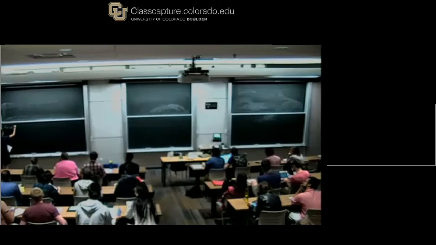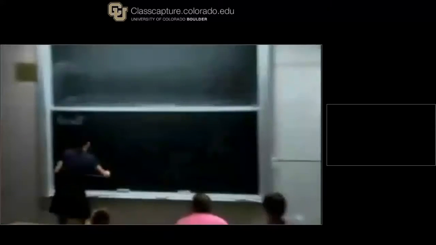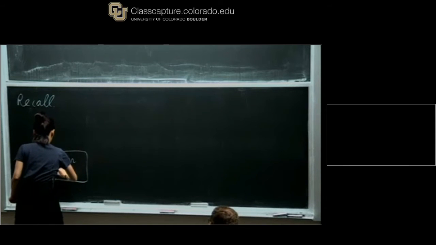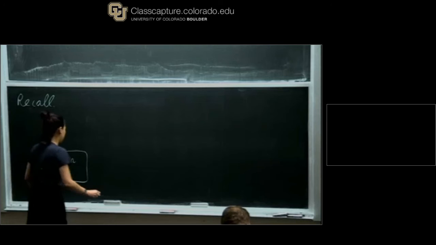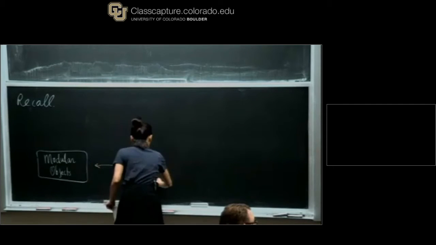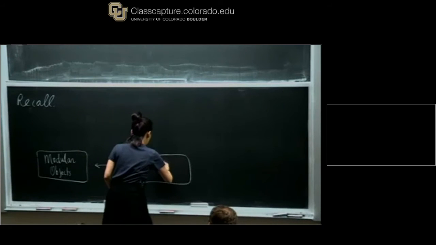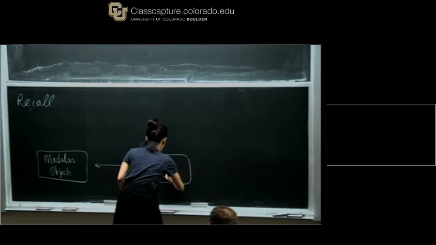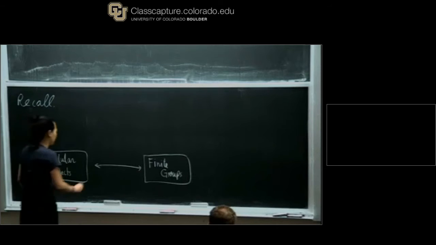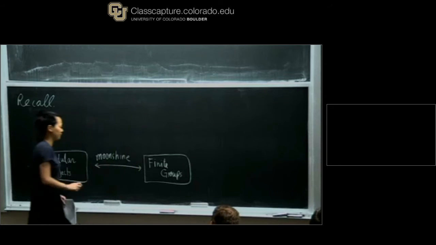So, first, recall we said roughly what moonshine is. Well, we have two types of mathematical structures. One goes under the name modular objects, and we have seen the most well-known examples of this, which is the modular function yesterday. And then we talked about some fun facts about finite groups that are relevant for the story, and roughly speaking, moonshine refers to the connection between the two.